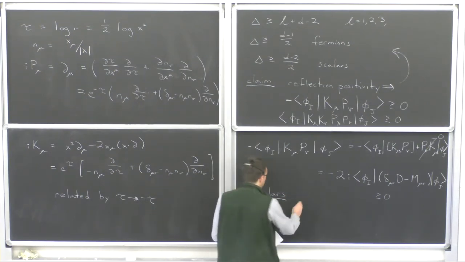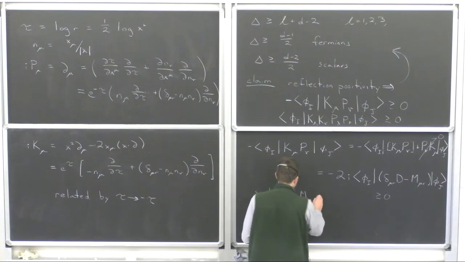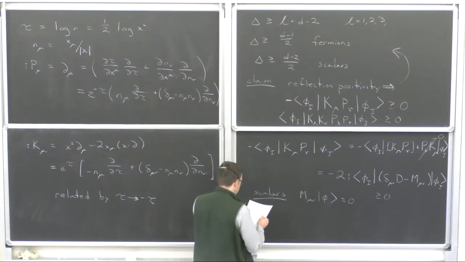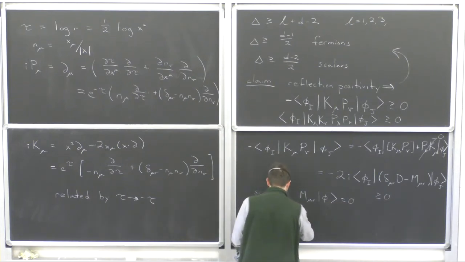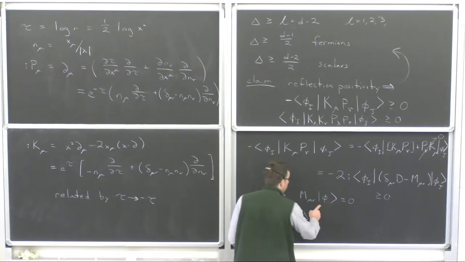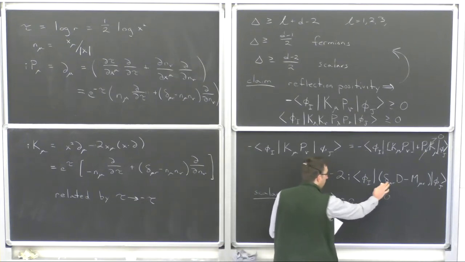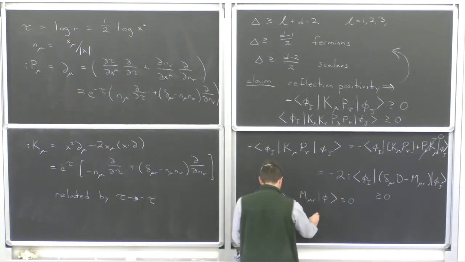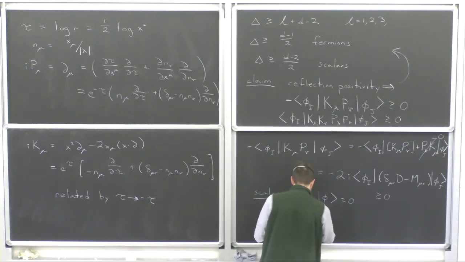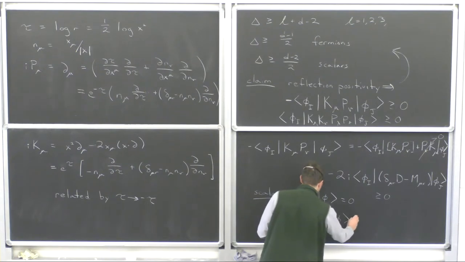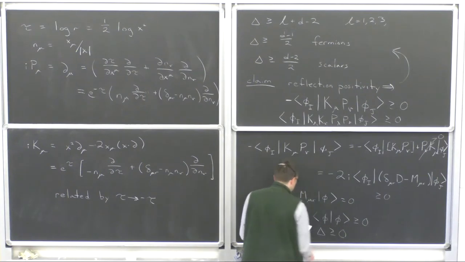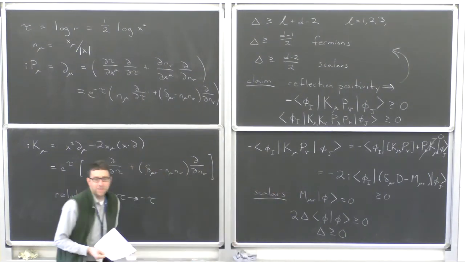So for scalars, we know M_{μν} acting on phi has no I, so this should just be zero. And so what do we get here at the end of the day? We learn that 2 delta, I think they have D acting on phi should give I delta, and the I's combine in the right way to just give positive delta. So I get 2 delta ||phi||² is greater than or equal to zero, and so delta is greater than or equal to zero. Great.